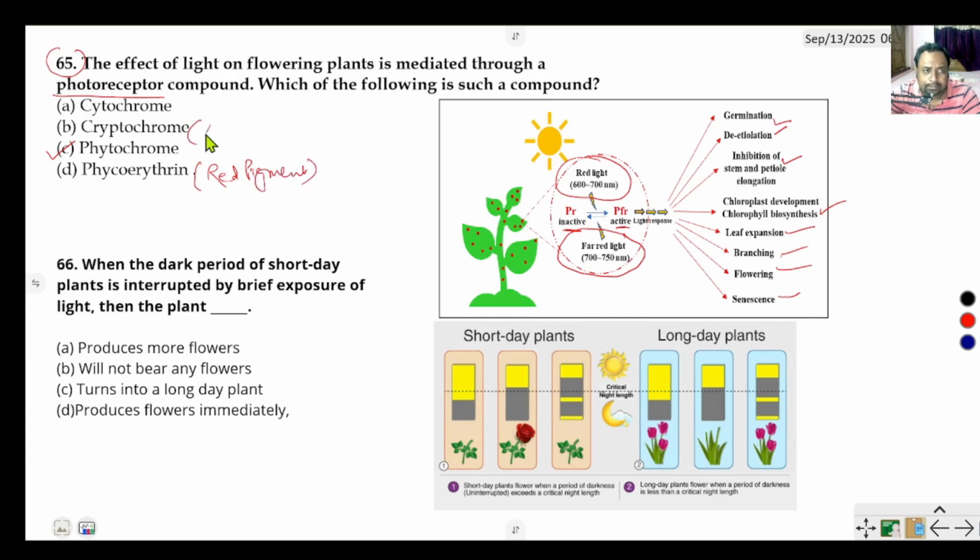Cryptochrome is an accessory pigment helping photosynthesis. And cytochrome is an electron carrier.